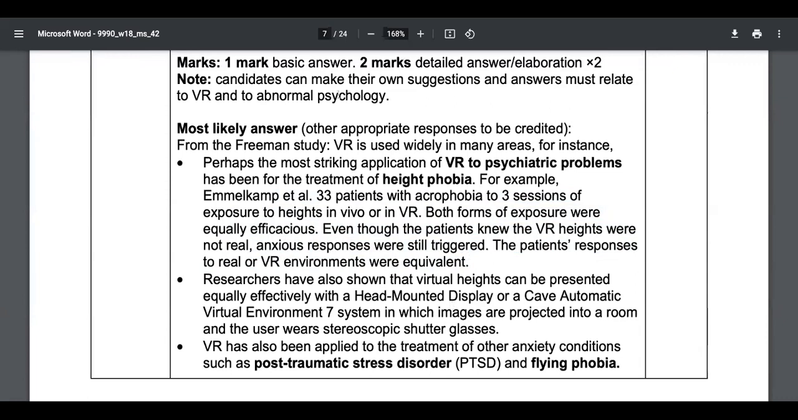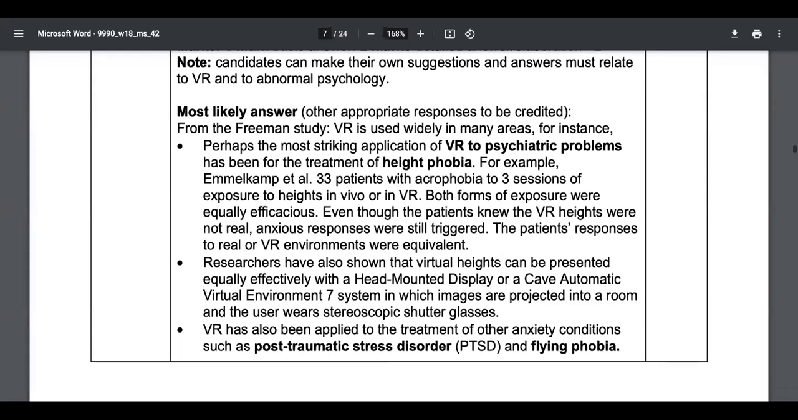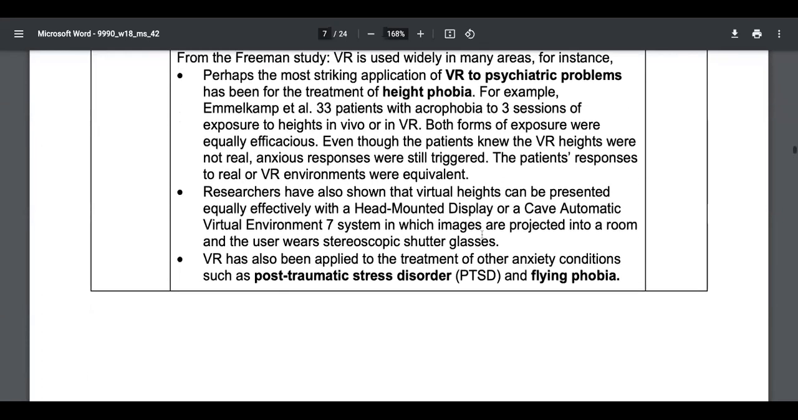So what they've given over here is an example of the study that ML Camp conducted, where there were 3 sessions in vivo or in a VR. Vivo is in reality. Basically they were exposed to other patients, to see how triggered people with height phobia might get if they were in the company of other people who were taller. That's the one example they've given us. Researchers have also shown that virtual heights can be presented equally effectively with a head mounted display or a cave automatic virtual environment system in which images are projected into a room, and the user wears stereoscopic shutter glasses. Okay, a very complicated example.